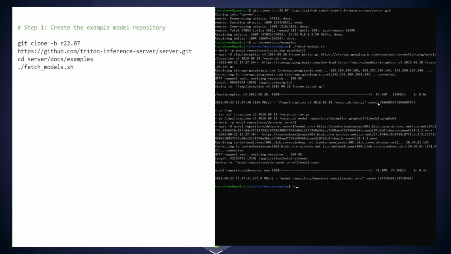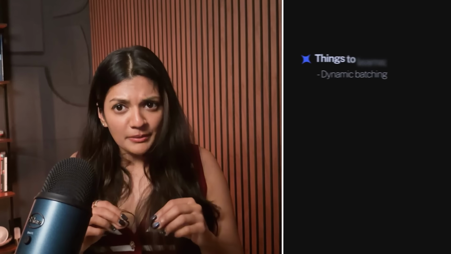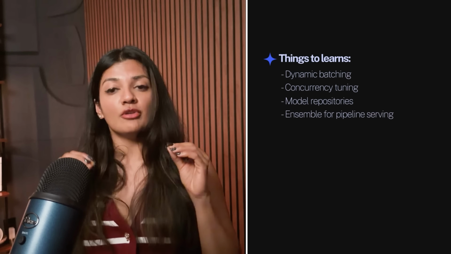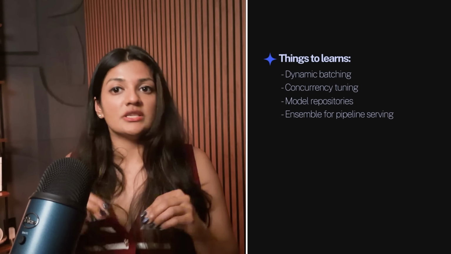For high performance inference, especially for non-LLM models like embeddings, re-rankers, or computer vision models, NVIDIA Triton Inference Server is core infrastructure. Dynamic batching, concurrency tuning, model repositories, and ensembles for pipeline serving. These are the concepts that you need to learn.